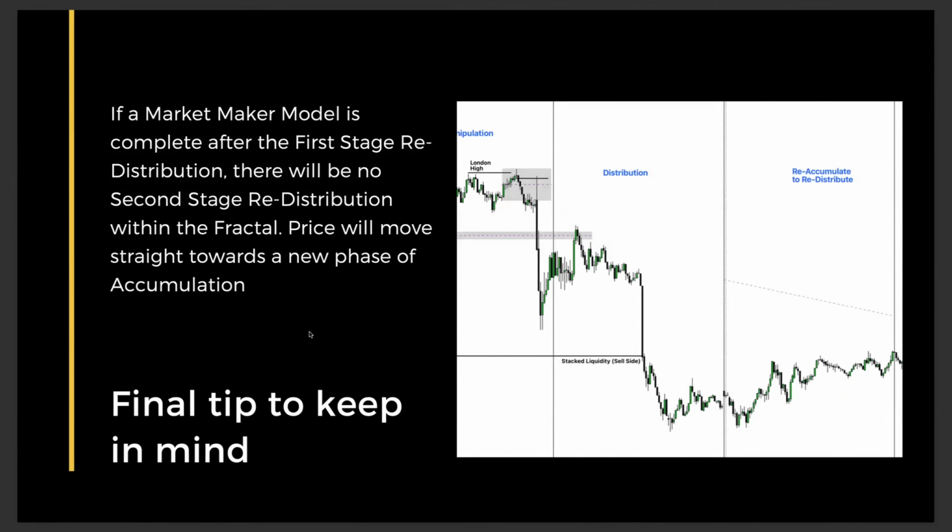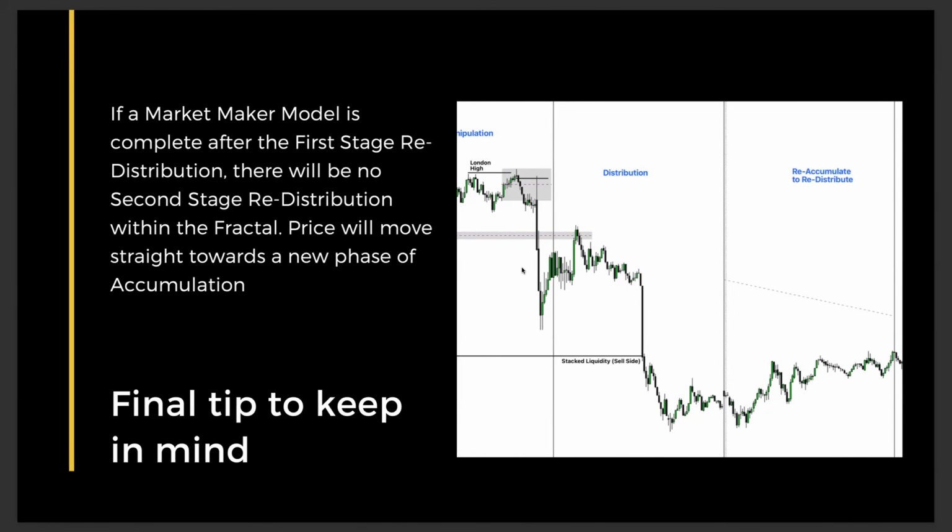Final tip for you to keep in mind. If a market maker model is complete after the first stage redistribution, there will be no second stage redistribution within that factor. Price will move straight towards a new phase of accumulation, right? Now, in this large example, price took out stacked liquidity after the first stage of redistribution. Okay. And there's no other stacked liquidity pool to take. So price went into a prolonged phase of reaccumulation. Or keep it simple, accumulation. Okay. That is that. And that is how you pair the doubling theory and the market maker models.